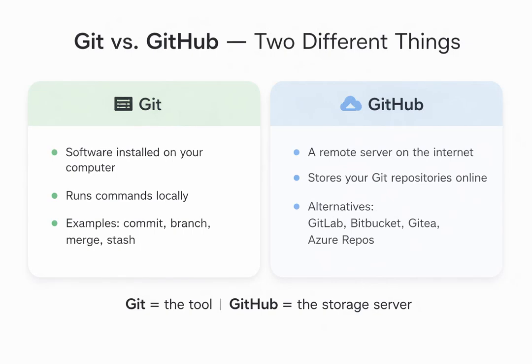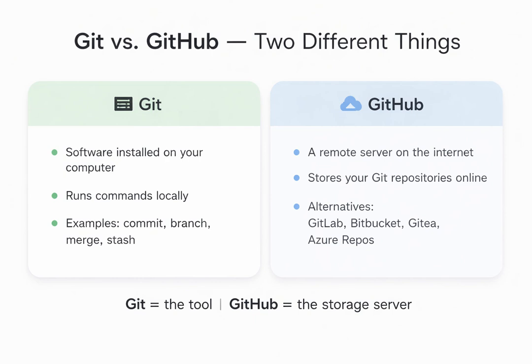The very first and most important distinction to understand is that Git and GitHub are two completely different things. Git is software. It is a program installed on your local computer where you run commands, things like committing your work, creating branches, merging branches, and stashing changes temporarily. All of that is Git.